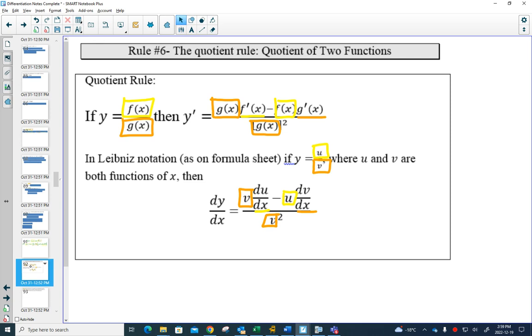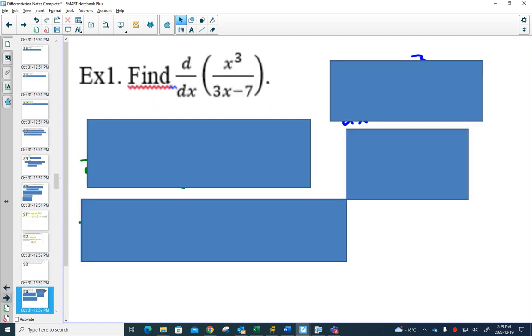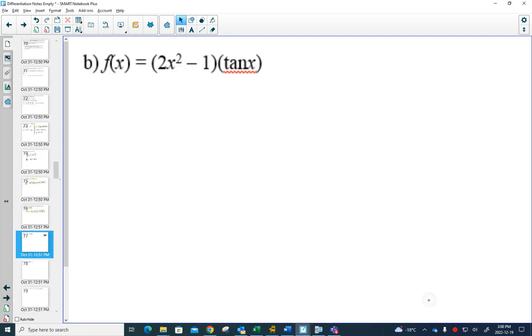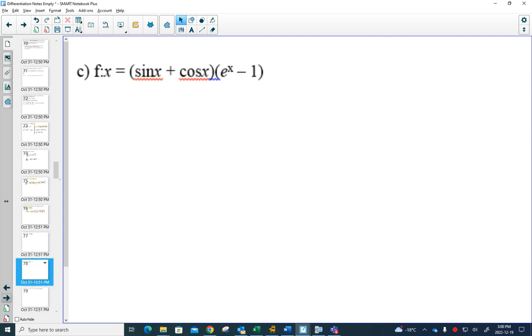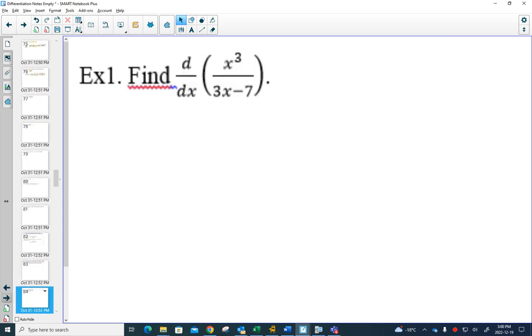Okay. So, I'm going back to the other one. Here we go. Find the derivative. This is my function on the top. This is my function on the bottom.